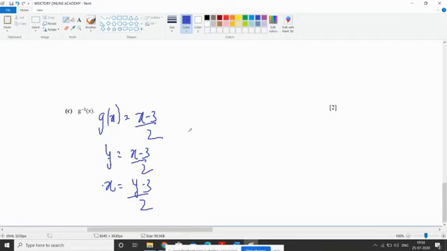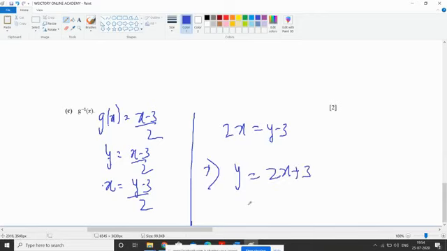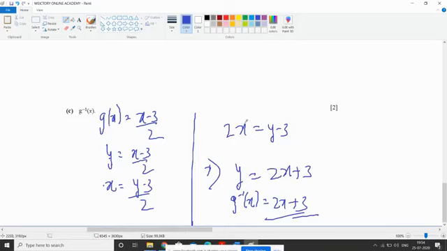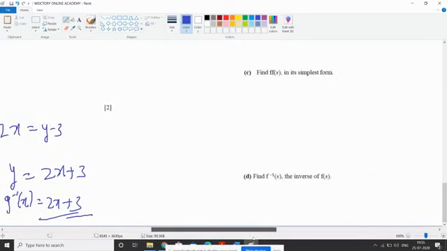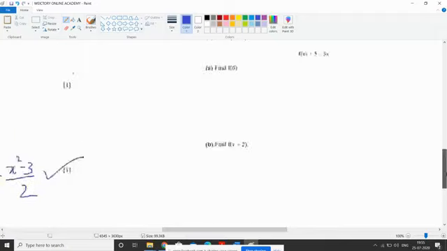Now make y the subject. So this will become 2x is equal to y minus 3, and then you will get y is equal to 2x plus 3. Now this y is your g inverse x. That's the answer. Very simple. Questions always come on these two concepts, composition of function and inverse function. These are very easy questions. You can do it easily.